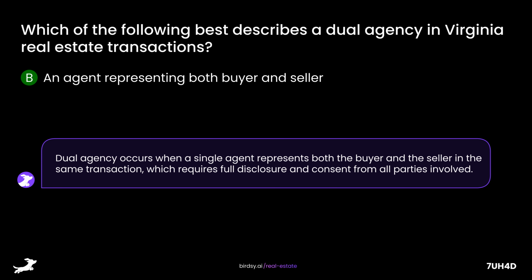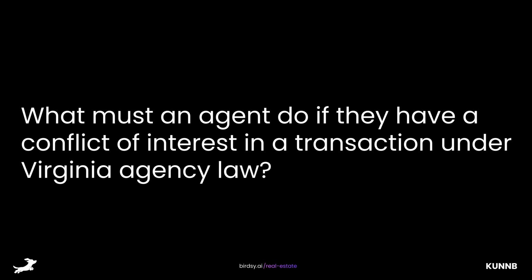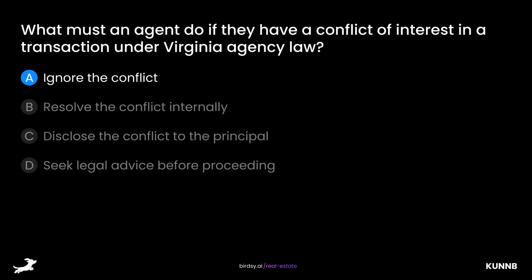Dual agency occurs when a single agent represents both the buyer and the seller in the same transaction, which requires full disclosure and consent from all parties involved. What must an agent do if they have a conflict of interest in a transaction under Virginia agency law? Is it A, ignore the conflict, B, resolve the conflict internally, C, disclose the conflict to the principal, or D, seek legal advice before proceeding? The answer is C, disclose the conflict to the principal.